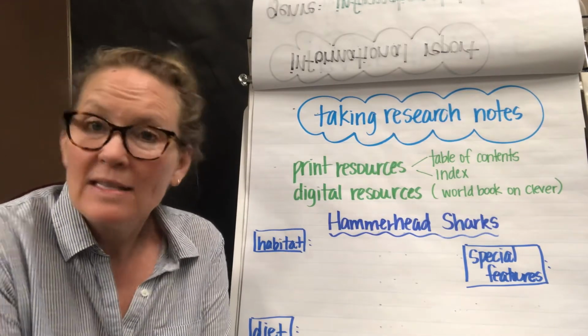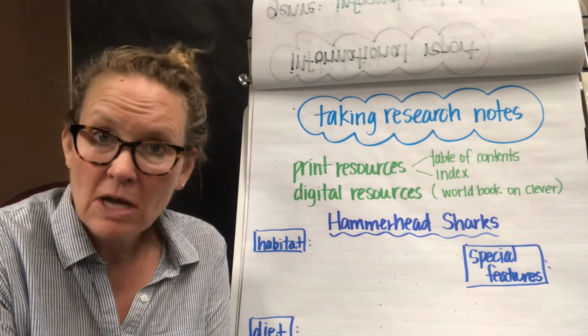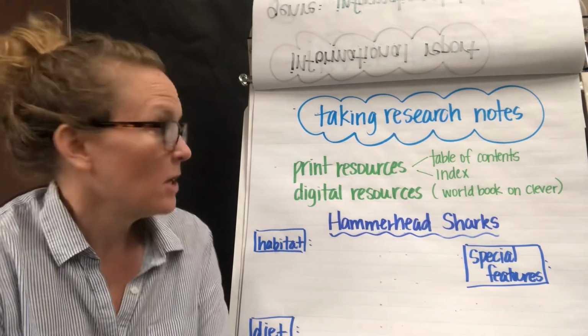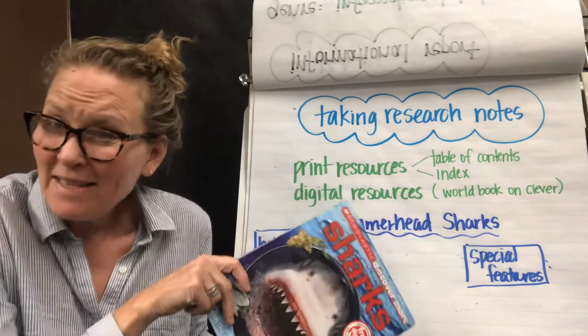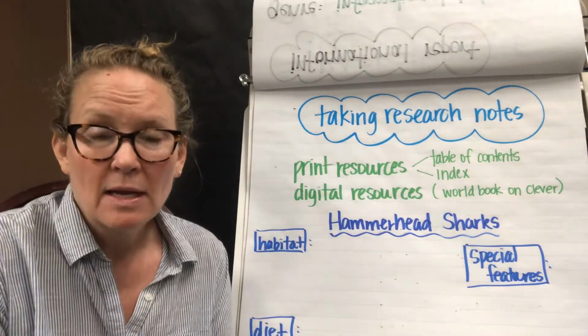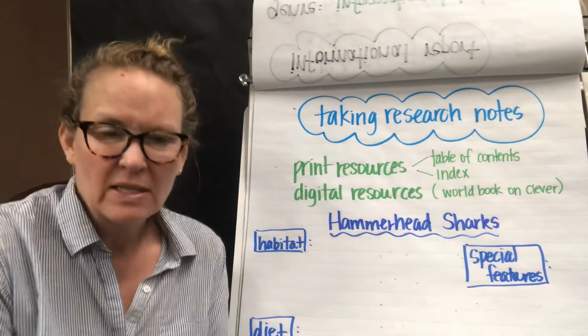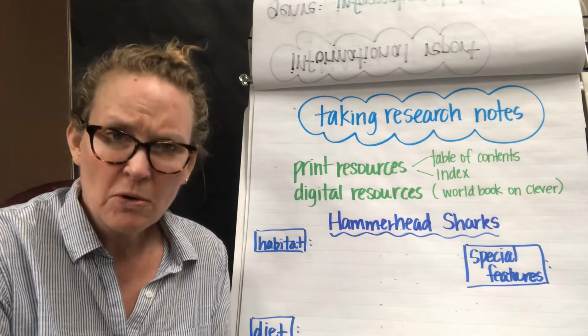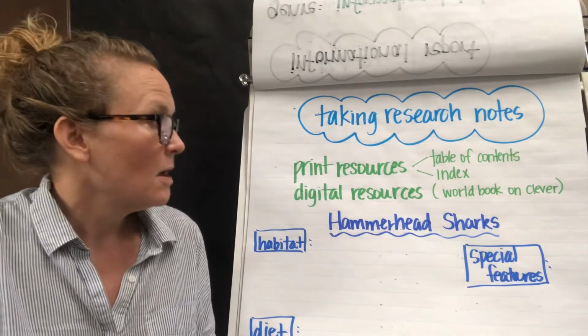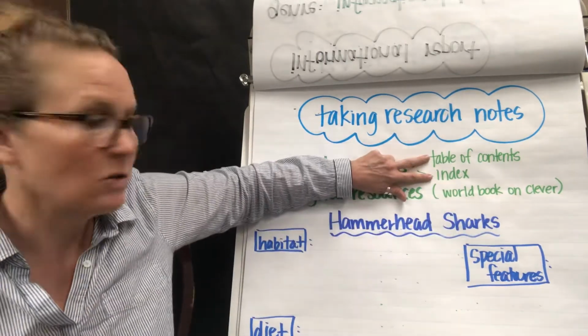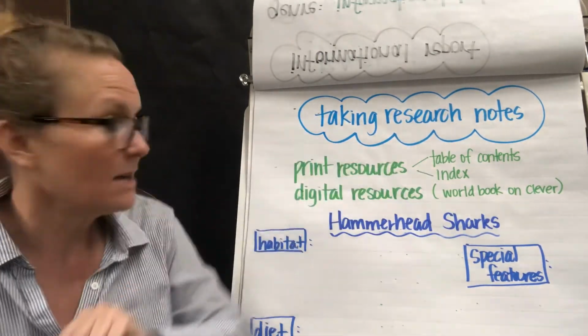There are two ways that you can find information about your topic. One of them is by using print resources like this. You might have a book at your house about your topic, especially if it's a topic you're interested in. If you do have a book around that teaches you more about your topic, I want you to check two places for your topic, the table of contents and the index.